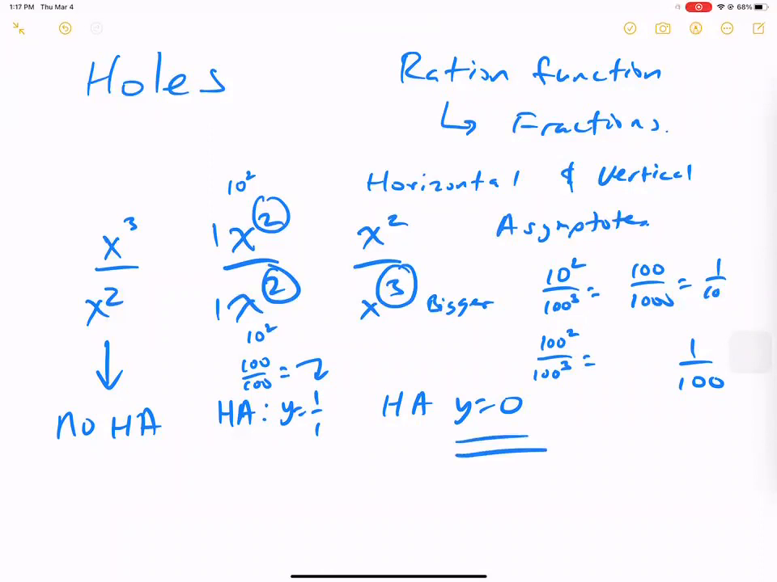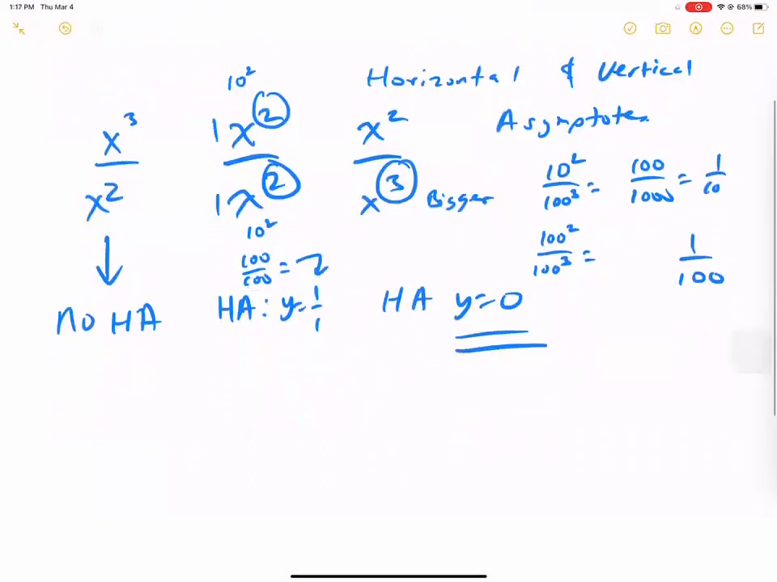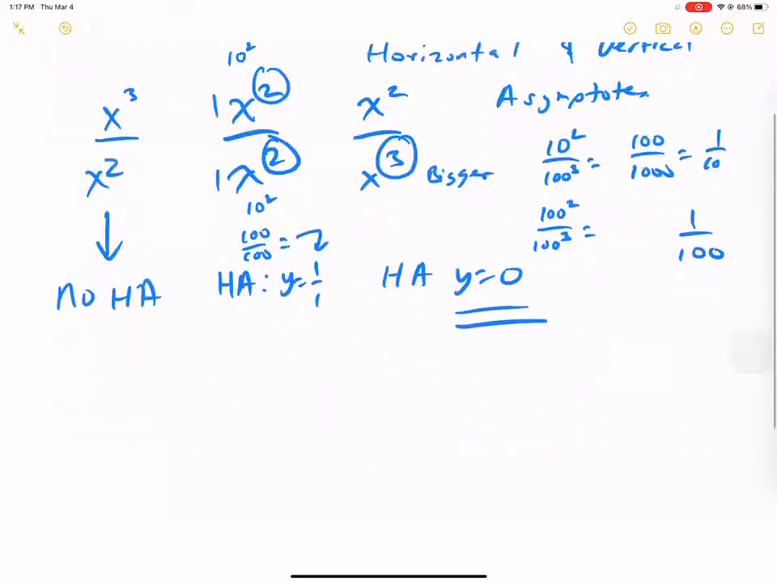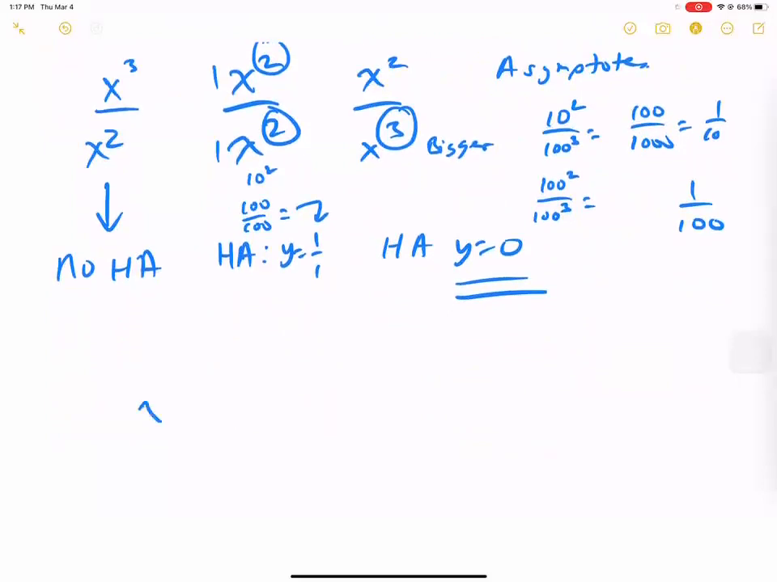Now we have a new term today, something we kind of avoided, and that's holes. Holes are drawn specifically, and they're super easy to find. They're quite obvious. Let me show you an example of a hole. The problem is x squared plus 4x plus 4 divided by x squared minus 4.